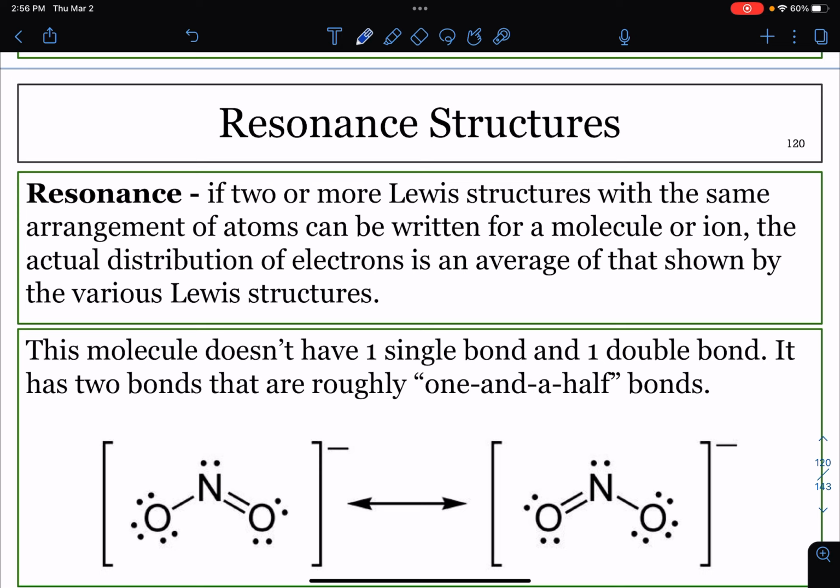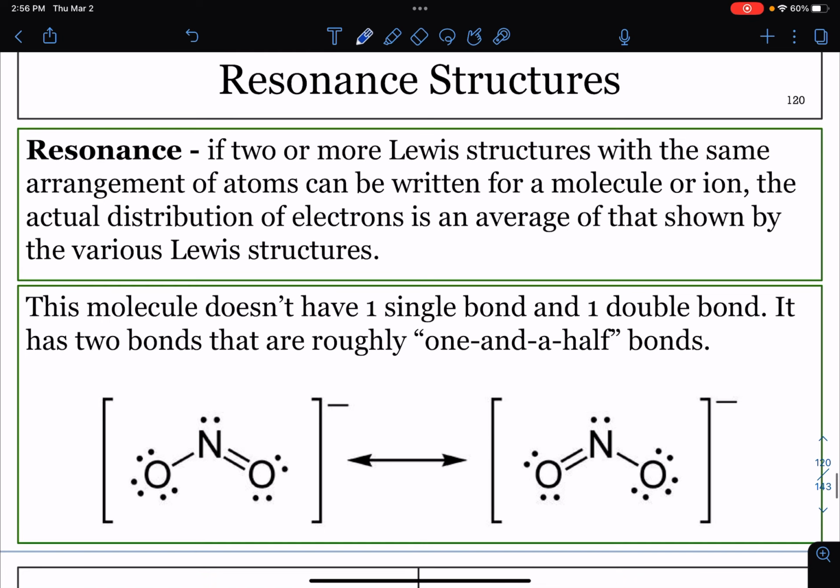All right, so resonance. This is if you have 2 or more Lewis structures with the same arrangement of atoms that can be written for a molecule or ion, and then the actual distribution of the electrons is an average of that, shown by the various Lewis structures, 2 or sometimes even 3 or 4. So looking at this again, this molecule doesn't have 1 single bond and 1 double bond. It actually has 2 bonds that are roughly 1.5 bonds. They're the same type of bond.